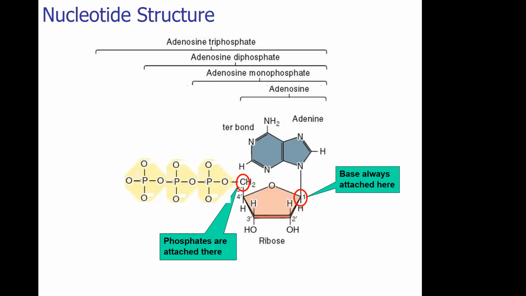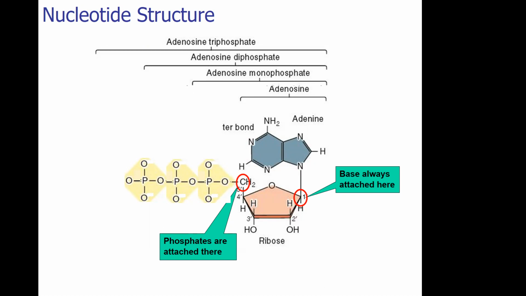Which thing is the most important for determining if it's DNA or RNA? The sugar or the base? The sugar. So it should be prime, right? This has a hydroxyl here, so it's ribose. If there was no hydroxyl, what would the name of this molecule be? If that was gone, just a hydrogen instead.